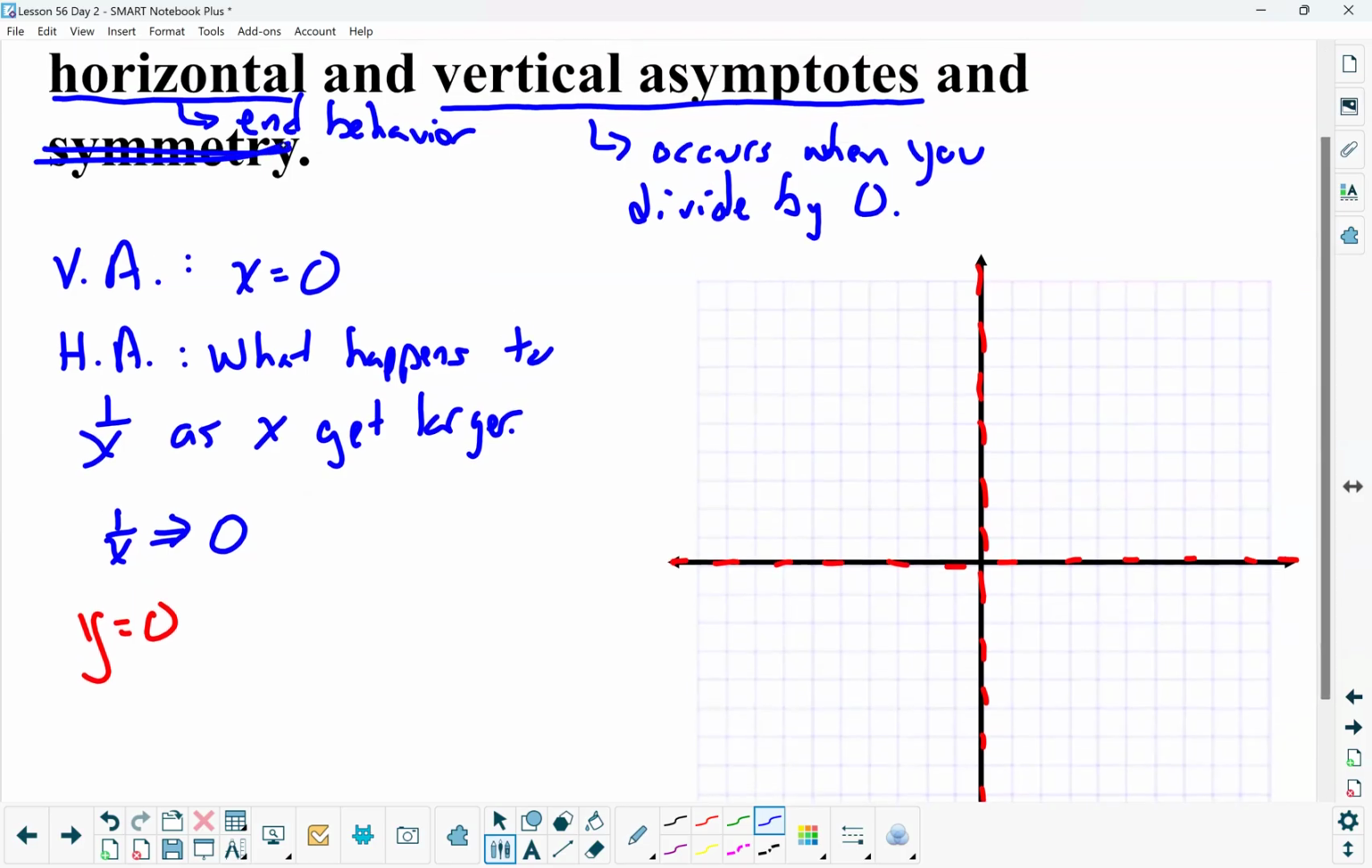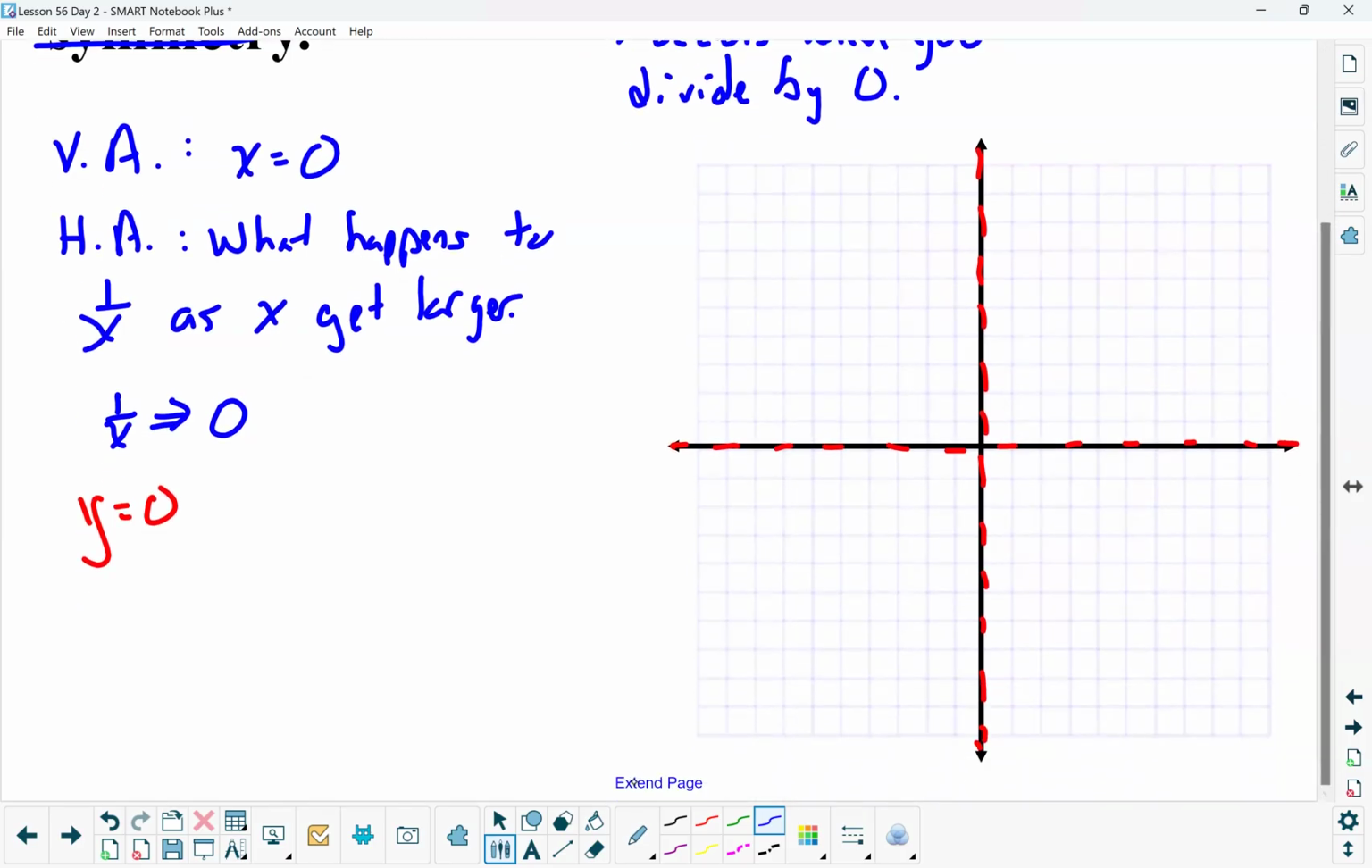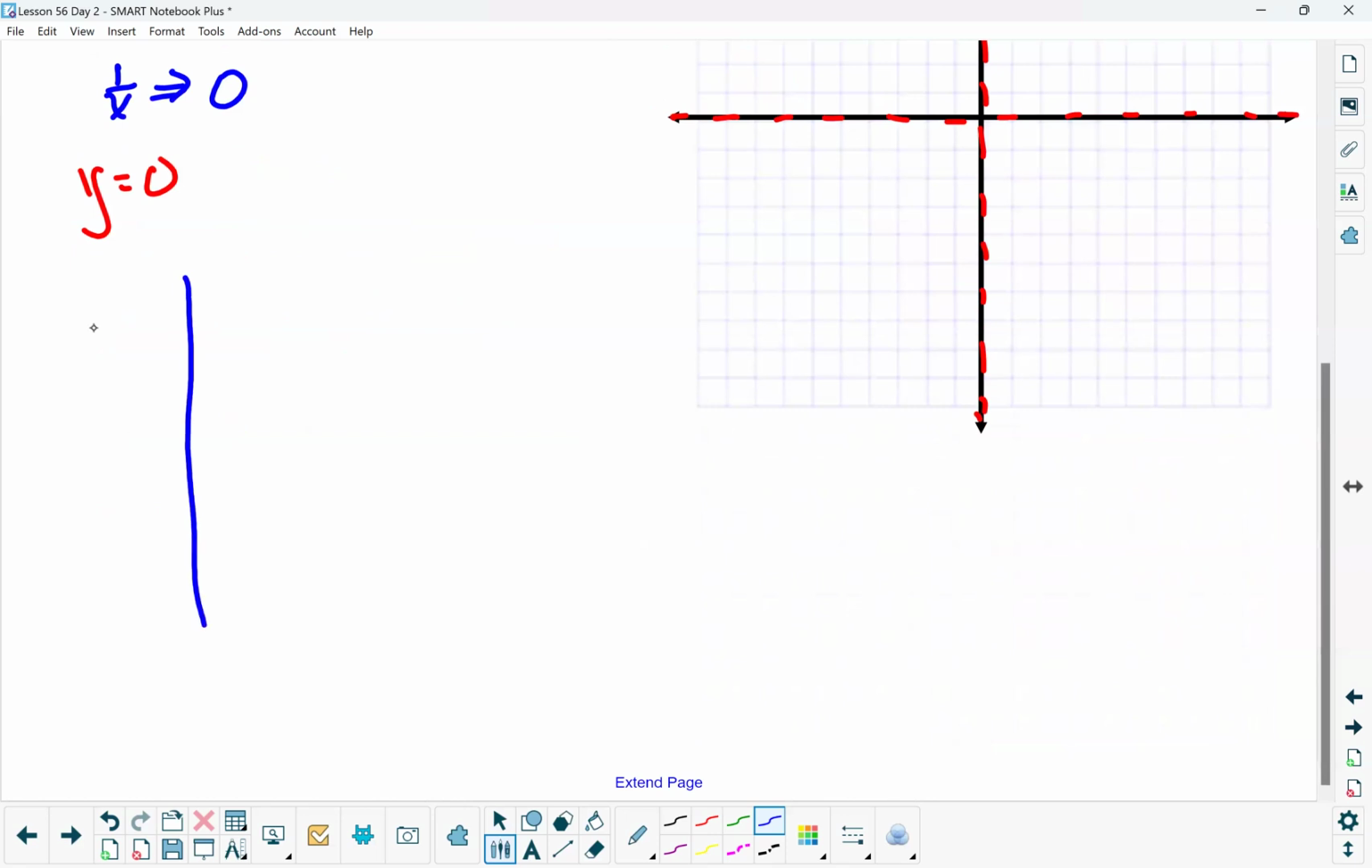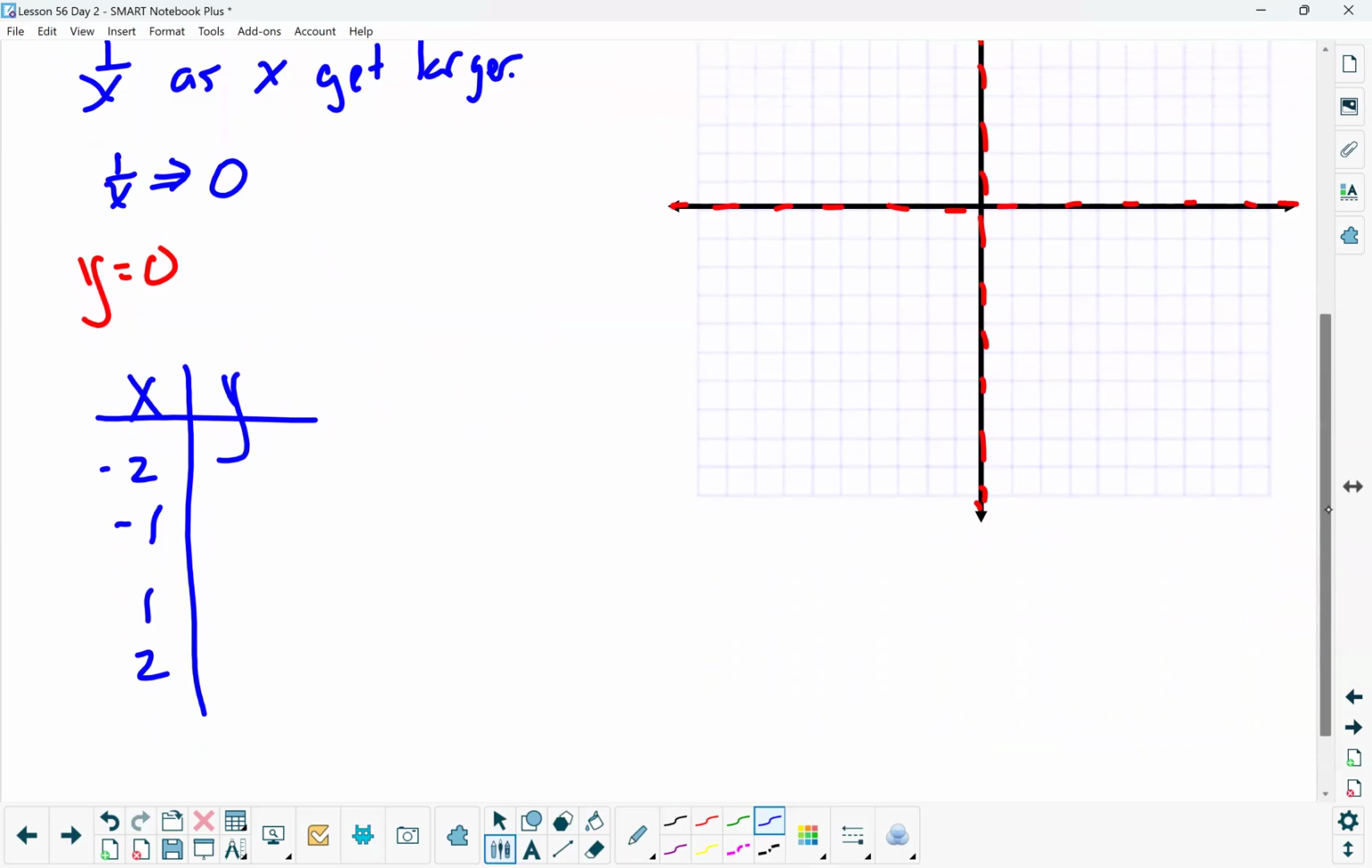We're not going to worry about symmetry. To graph this, then, I would look at some X and Y values. Maybe -2, -1, 1, 2, and just see what happens. At -2, 1 over X would be -1/2. At -1, 1 over X is -1. And I graphed the wrong point there first. That's +1/2. We want -1/2 and 1.